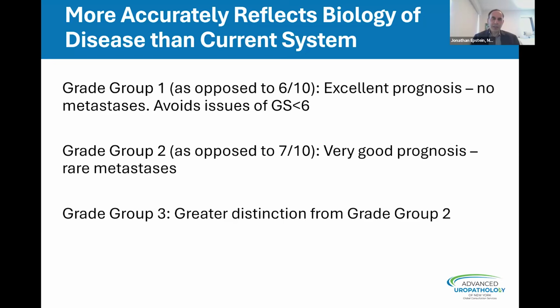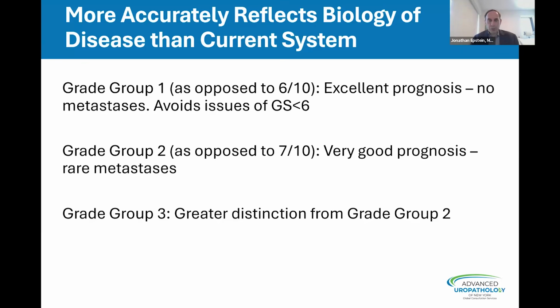So the grade groups, I think, do a better job than the Gleason system in how we report prostate cancer. Grade group 1, as opposed to a 6 out of 10, is intuitive, has an excellent prognosis, no metastases, and gets away from the whole problem of Gleason scores 2 through 6. It's all just grade group 1.